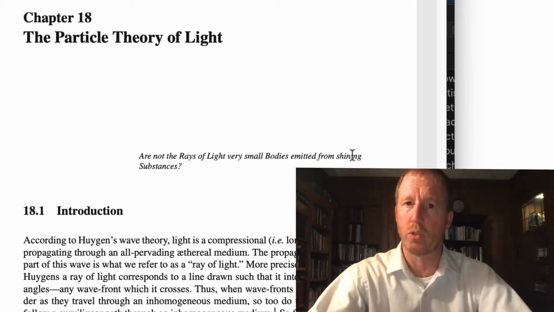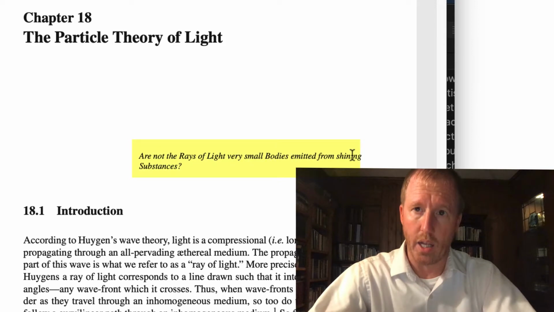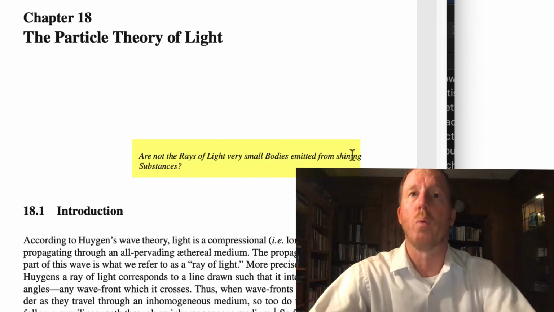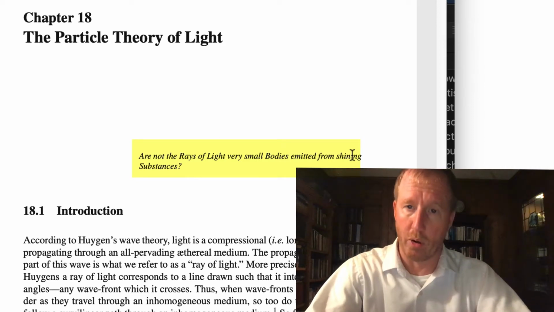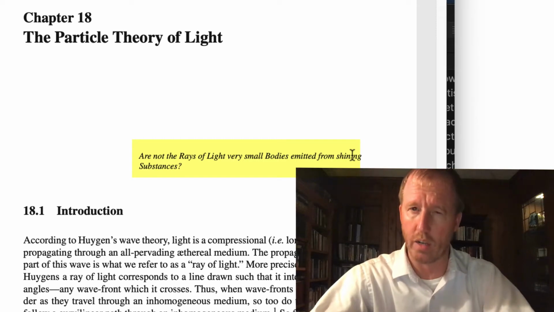So you might think of them as sort of rhetorical questions. He'll ask things like, does not light consist of particles flying from a torch to your eye? And then he'll say, well, yes, of course light consists of particles flying from the torch to your eye, and here's why I think that. So that's kind of the structure that this is going to have.